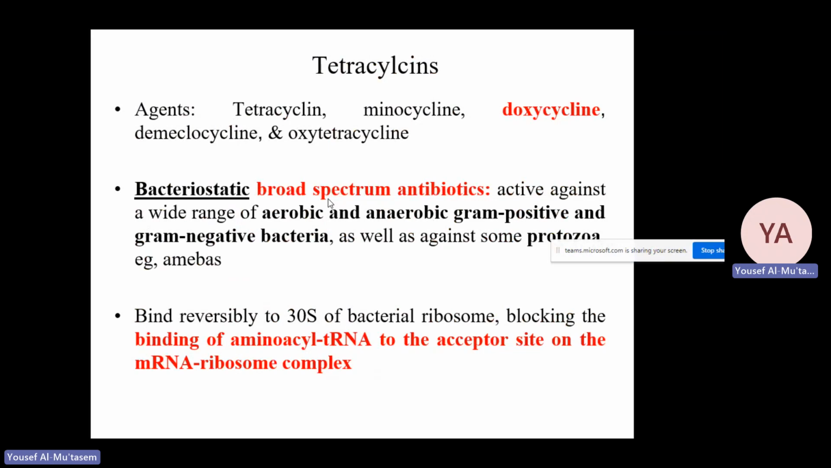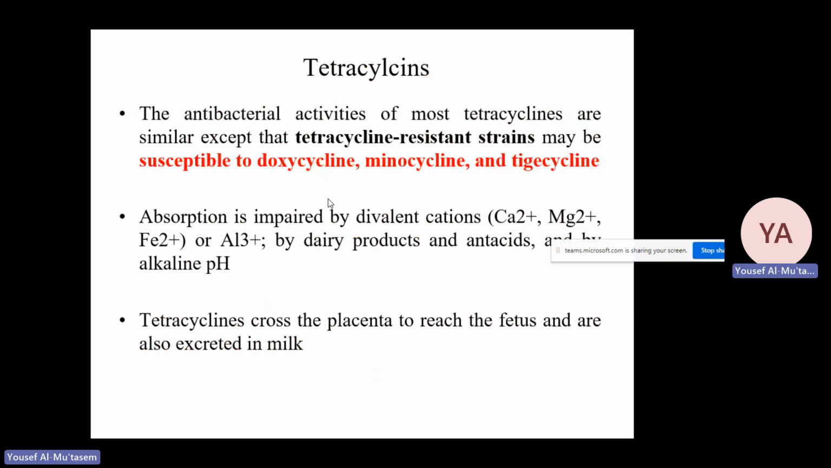We said that they are bacteriostatic. They have a wide spectrum of activity. They work on the 30S, where they cause three-dimensional changes in the messenger RNA, which will make a miscoding between the tRNA and the messenger RNA. The three most commonly used agents are tetracycline, minocycline, and doxycycline. And usually when tetracycline is faced by resistant strains, we can resort to doxycycline and minocycline.